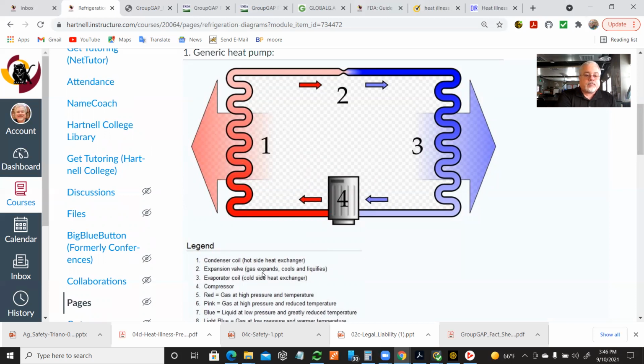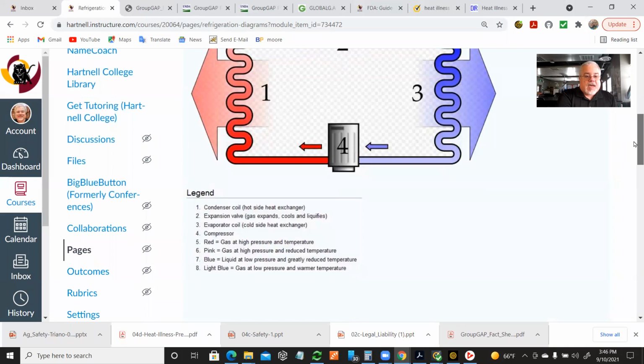Number two, the expansion valve. That's where you release the pressure, and now it's on a vacuum, or a mild vacuum, on the other side. The gas expands. Actually, it's mostly liquid by this point. The evaporator coil, the cool side heat exchanger. So this is where you take heat out of the refrigerator. The compressor compresses again, round and round we go.